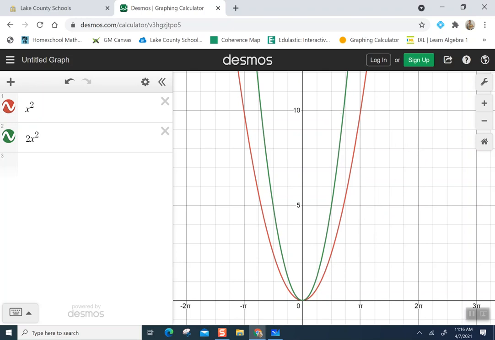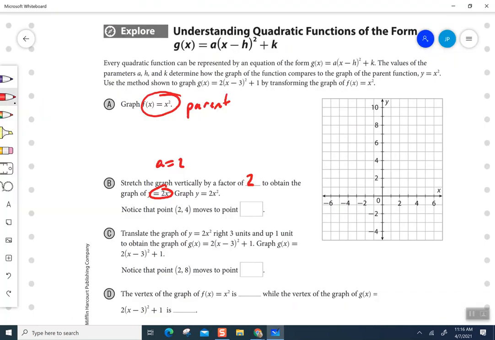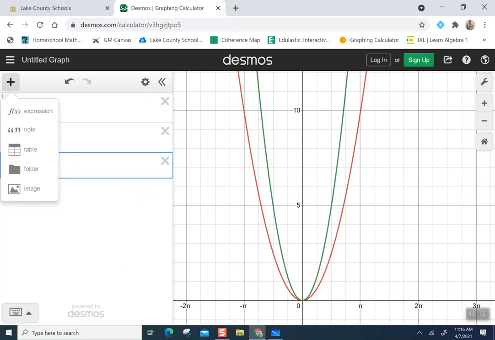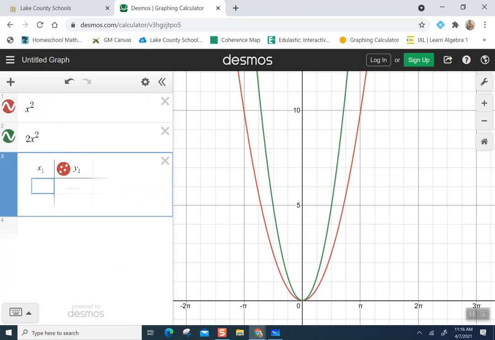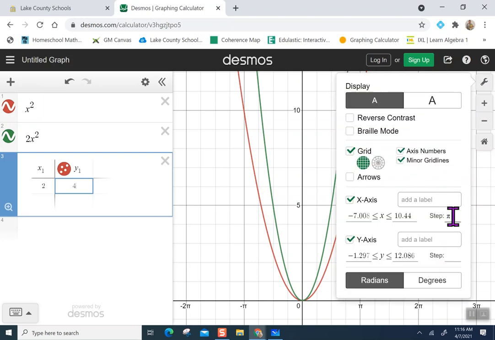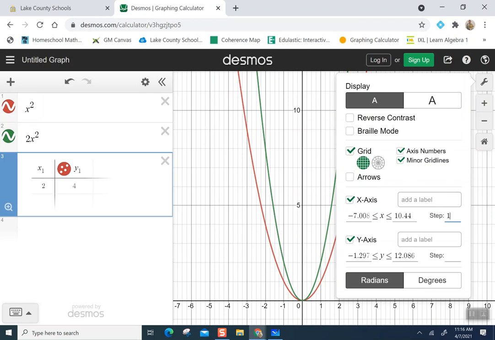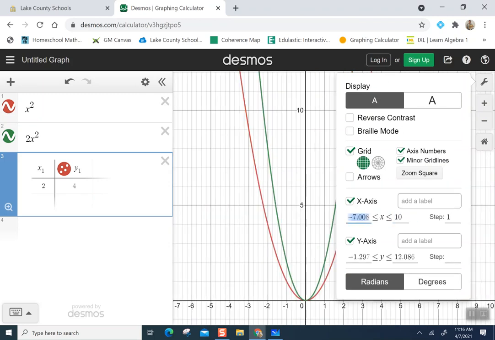If it was on the outside, we would say that's a compression or a shrink. Okay, so now it says, hey, notice that this point 2, 4, and I'm going to come over here and do a quick table because I want to see where 2, 4 is. 2, 4 was originally right here. Okay, now I'm going to do this real quick because I want to take this off. Okay, I don't want to step by pi, I want to step by 1. And I'm only interested in pretty much 10 to 10.